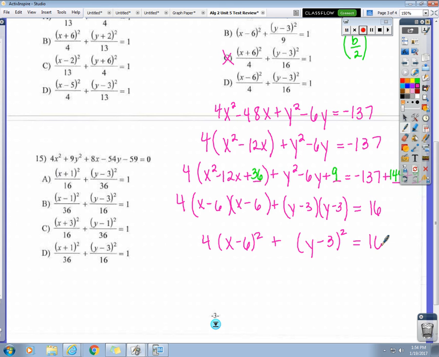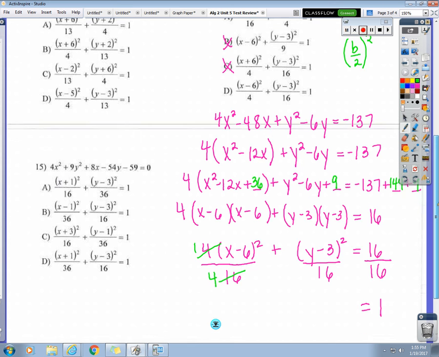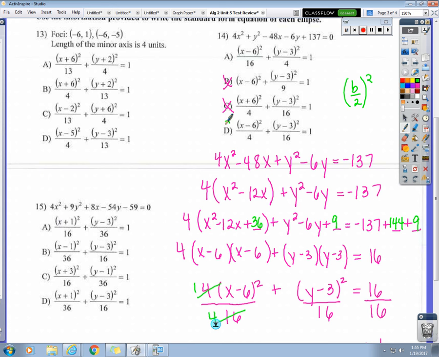Okay, now all ellipses equal what? 1. So if I divide this by 16, it'll become a 1, right? But that means I divide this by 16, which, look, eliminates b. There's no 16 under there. And then I divide this by 16. Can't you reduce 4 over 16 right here to 1 over 4? So there should be a 4 under the x minus 6. This one has it. A didn't.